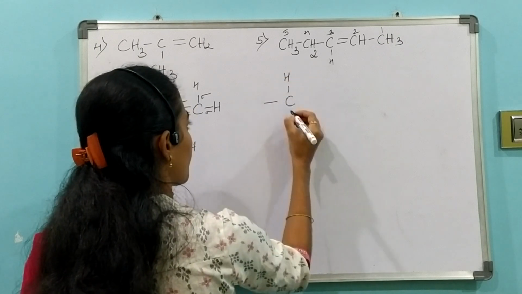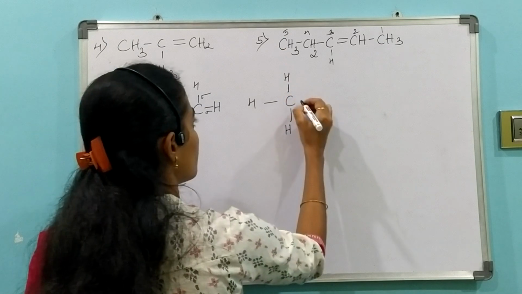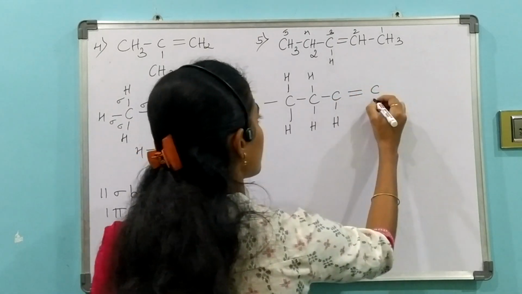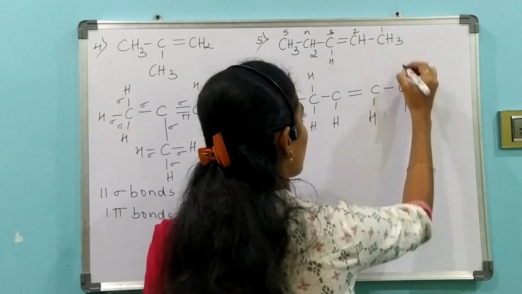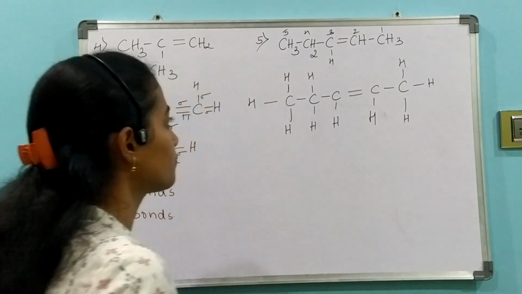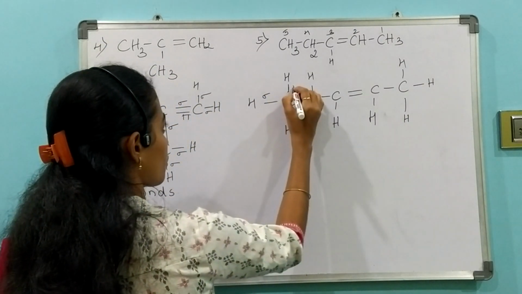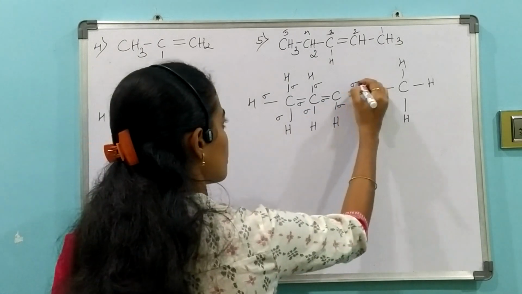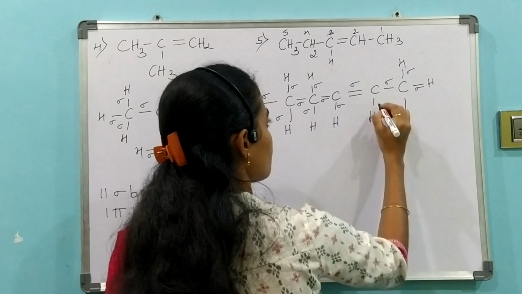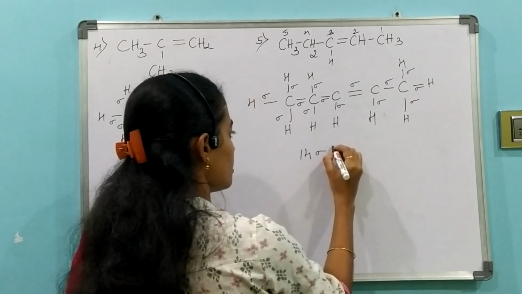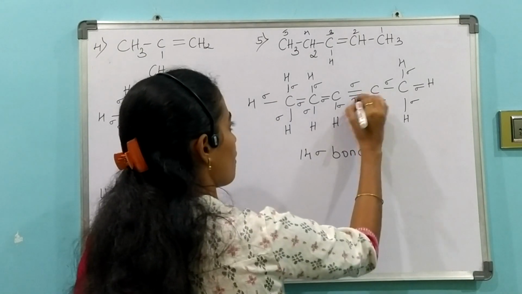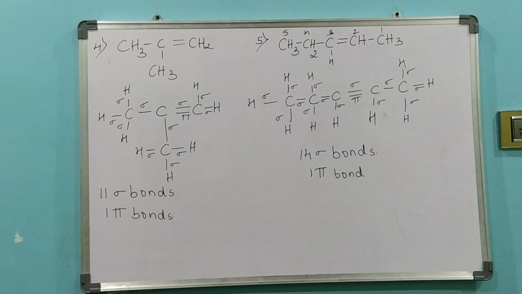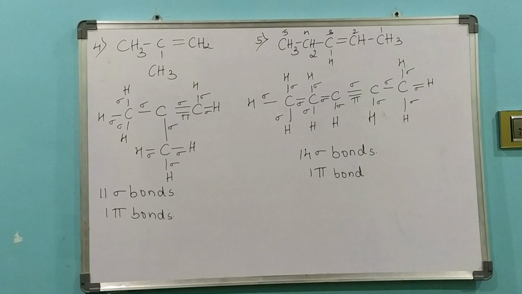Carbon with 3 hydrogens. Carbon with 2 hydrogens. 1 more carbon, double bond carbon, single bond hydrogen, CH3. Correct? So now calculate the sigma bonds and pi bonds. 1 sigma, 2, 3, 4, 5, 6, 7, 8, 9, 10, 11, 12, 13, 14. So you have 14 sigma bonds and 1 pi bond. Getting it? So this is how we have to calculate the sigma and pi bonds in the given alkene.